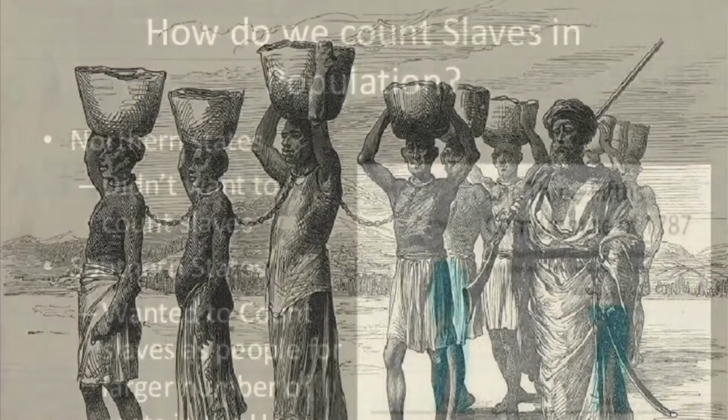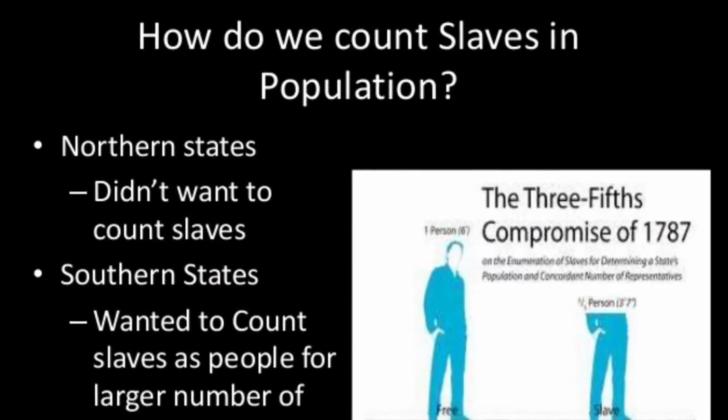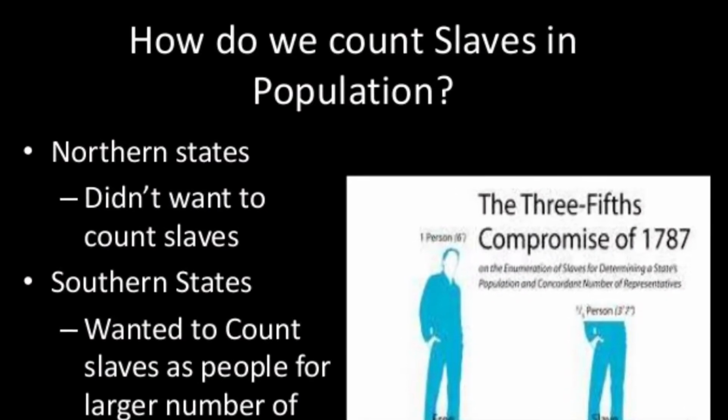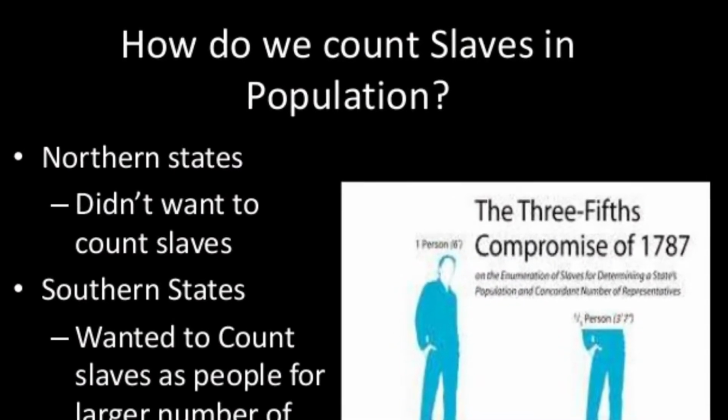Southerners wanted slaves to count as full persons while Northerners opposed. The South wanted more power in Congress, and they thought a bigger population would help in achieving that.